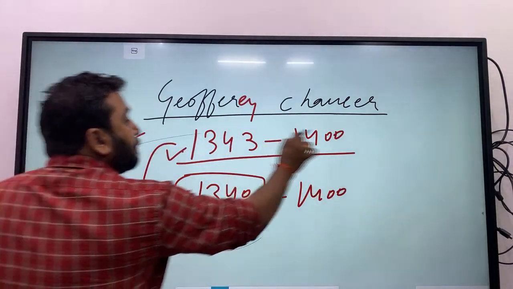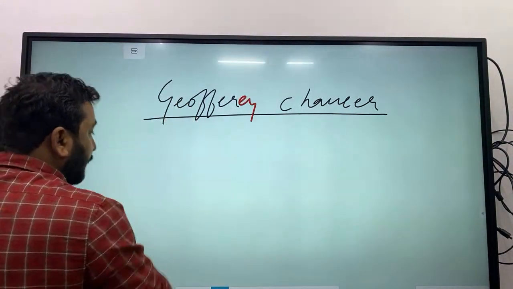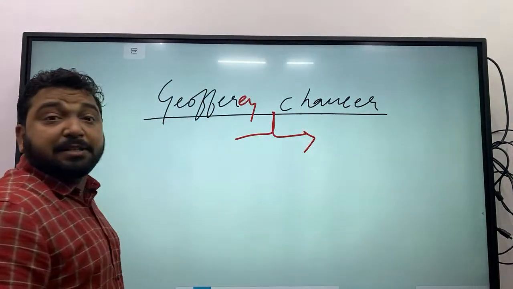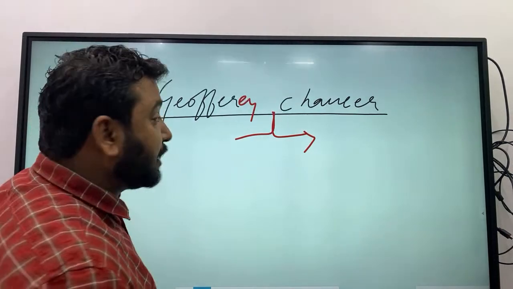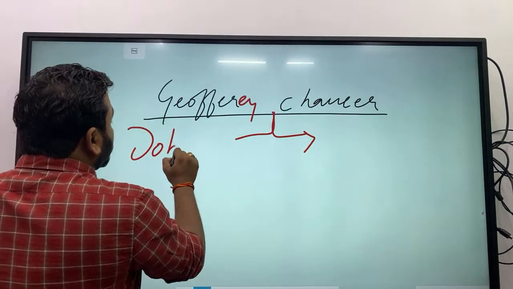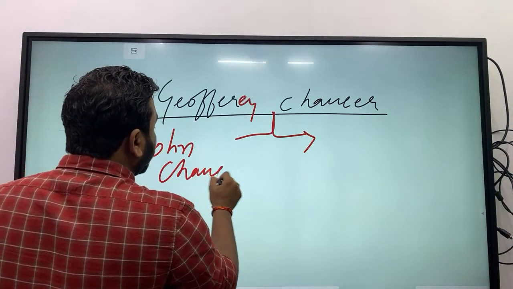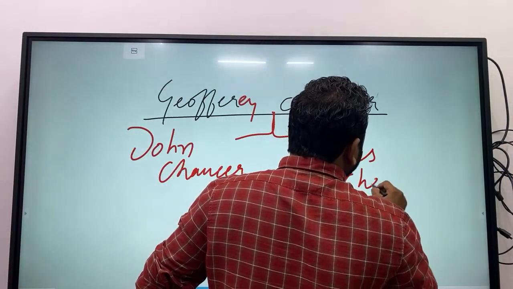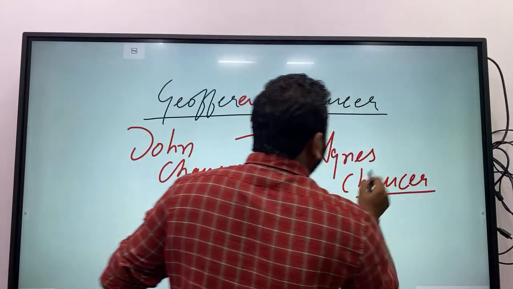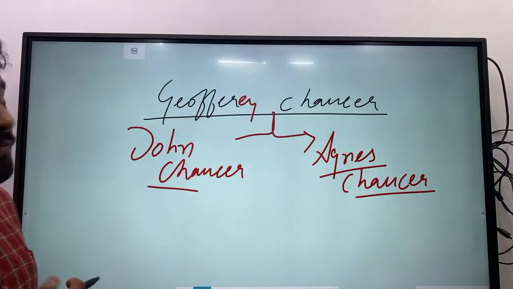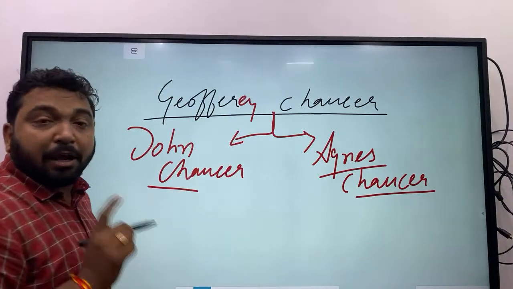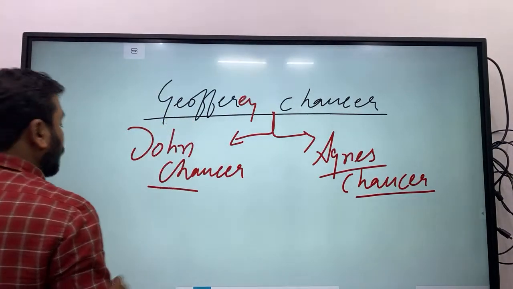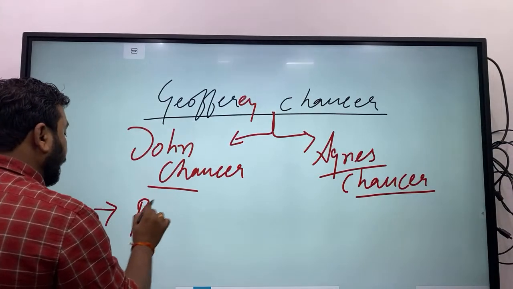Now, his parents. We have to talk about his parents also. You must be thinking, why parents? NET guys, they ask these kind of questions. So, son of John Chaucer, mother Agnes Chaucer. Father was a rich merchant. He comes from rich family. Now here, I want you to write a very important point. Geoffrey Chaucer was married to Philippa Roy.